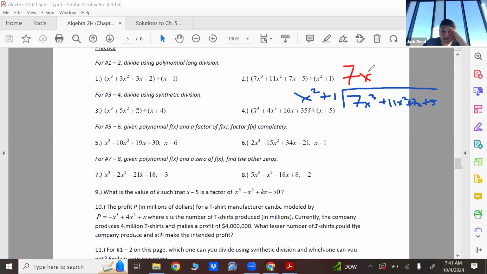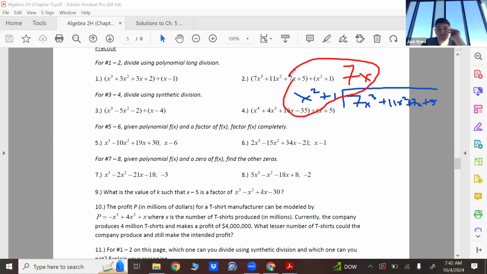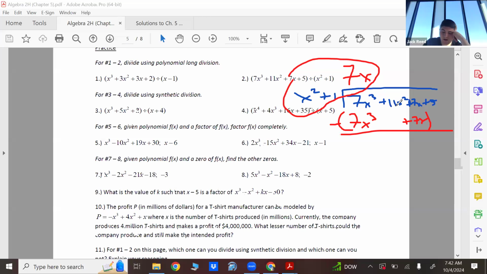Can you say that again? You gotta multiply these two together. Yeah, you would get 7x cubed plus 7x. Good. And you have to line them up like this, so they go with their like terms. I put parentheses just so I distribute the minus correctly. So what happens when I subtract those?